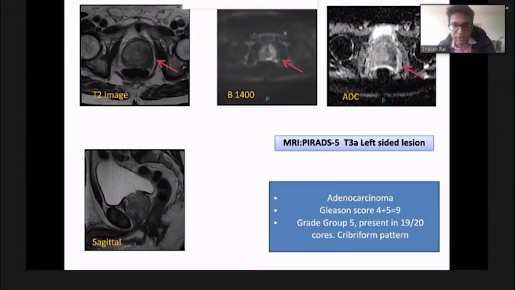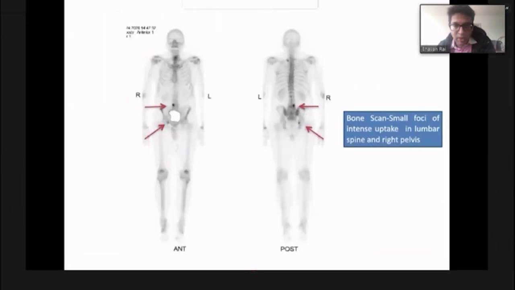So his histology comes back as a Gleason 9, grade group 5 prostate cancer, very adverse features, pretty much all cores involved. We did a bone scan on him. Sumit, would you like to comment on this bone scan?